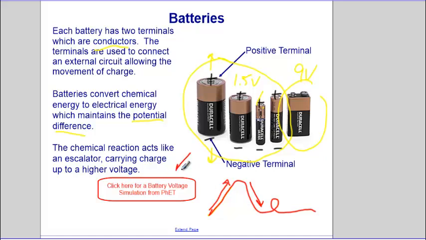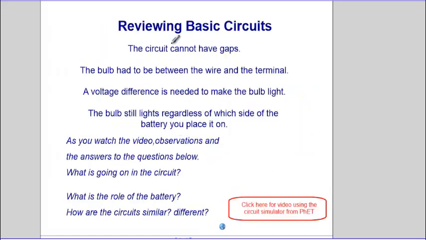Click on the simulation in the presentation and play yourself with batteries. Check it out. Reviewing basic circuits. Electric circuits cannot have gaps because they are circles. If you have a gap, you won't have a movement of charge. The bulb has to be between the wire and the terminal of the battery. So again, you'll have a battery and then a continuous path of conductor, which you put a bulb in the middle of, and it burns.